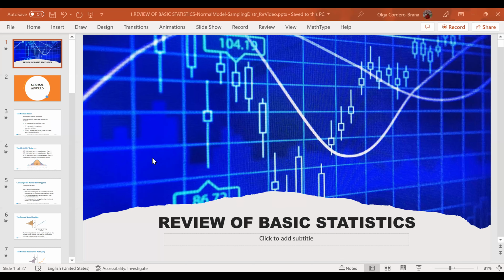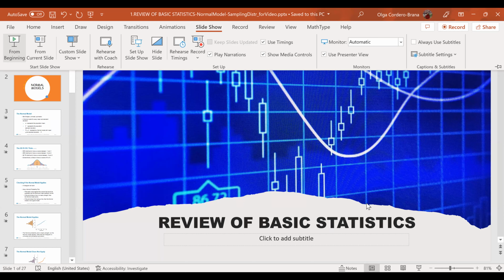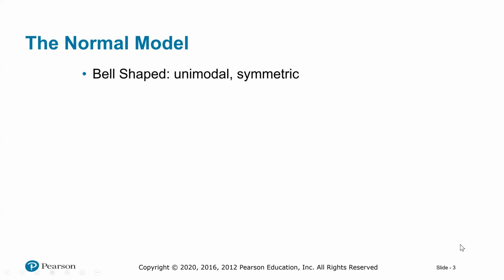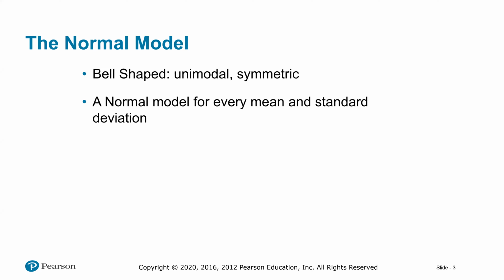This is a quick review of the second part of the basic statistics concepts that are key for this course. So let's talk about the most famous model, the normal model. And what is the normal model? It's a bell shape, as you know, unimodal and symmetric.